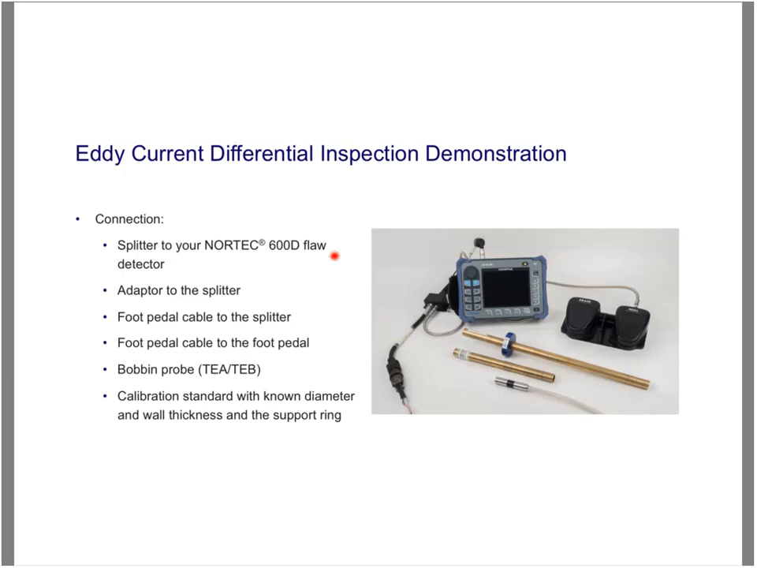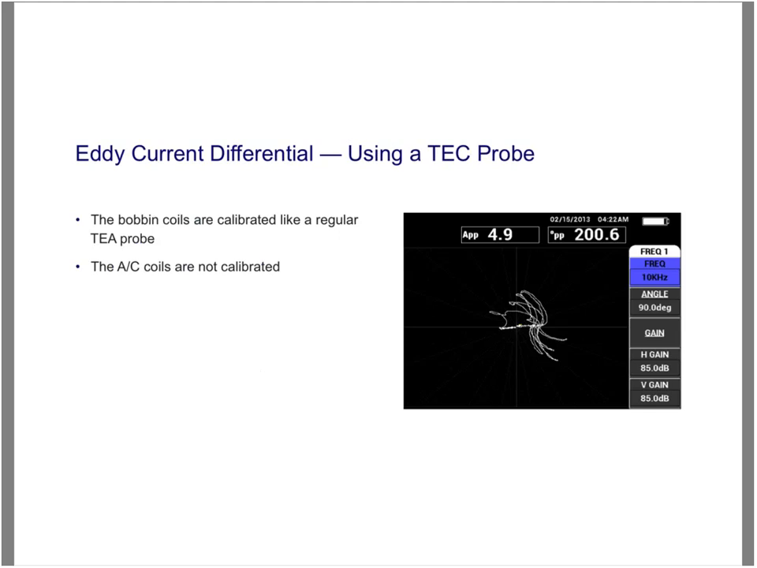Next demo would be remote field. So I'm just going to go back to over here. Oh, and actually before I go to remote field, this is what I was mentioning about the TEC probe. So here you have a bobbin probe and you also have pancakes. So the bobbin probe, you can actually calibrate it just like you would a normal TEA probe. But you also have the pancake coils, which you can connect and actually see circumferential cracks. So these are the cracks that we can find.